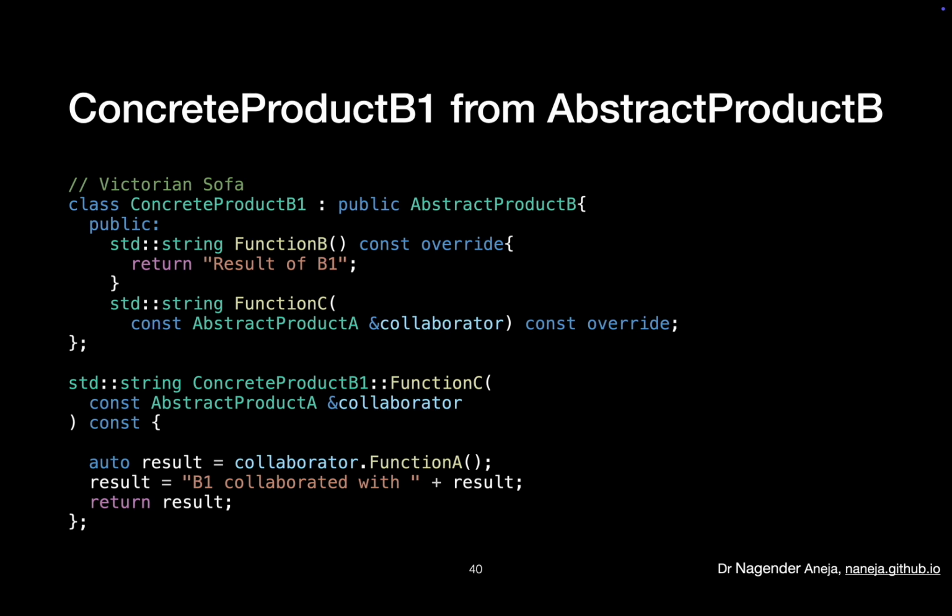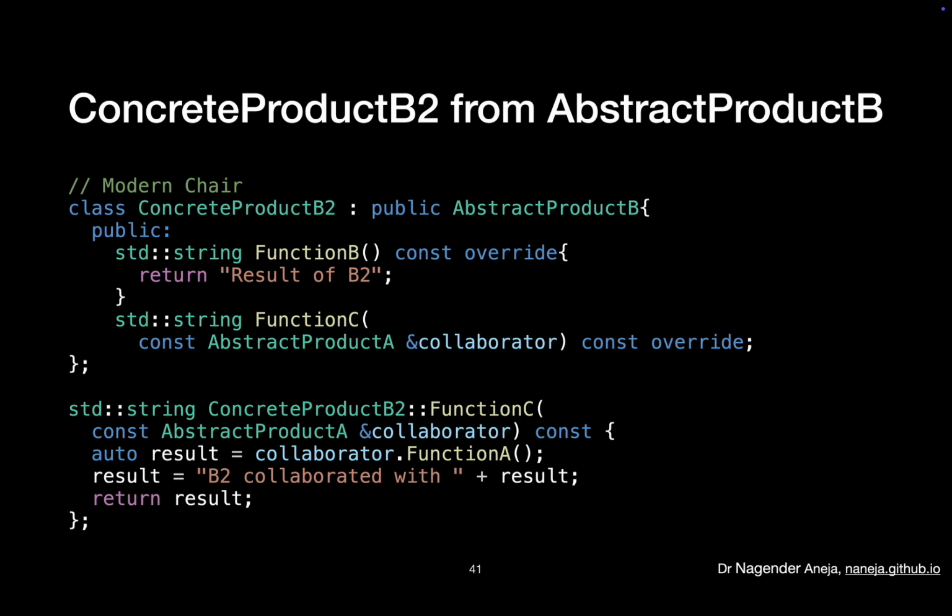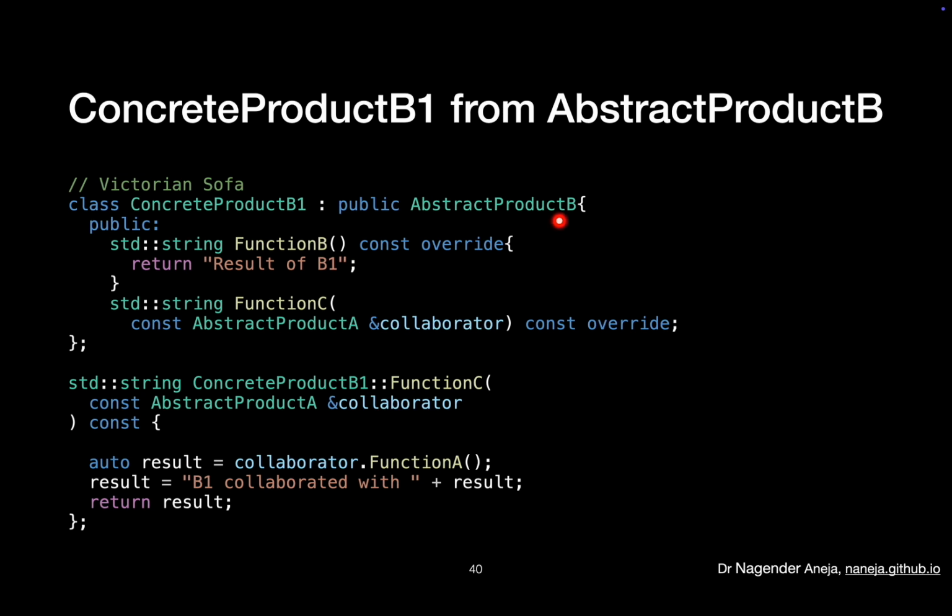So we need to define both. In this function B, result of B1, and this function C accepts some collaborator here of type abstract product A. So this will take the collaborator, and the definition is it will call the function A of its class and say that B1 collaborated with this result and return the result. Okay, so we created this collaborative product. Then we have the modern sofa. So in the modern sofa we have abstract product B, and then we have the concrete product B2. So this was also from B, right?